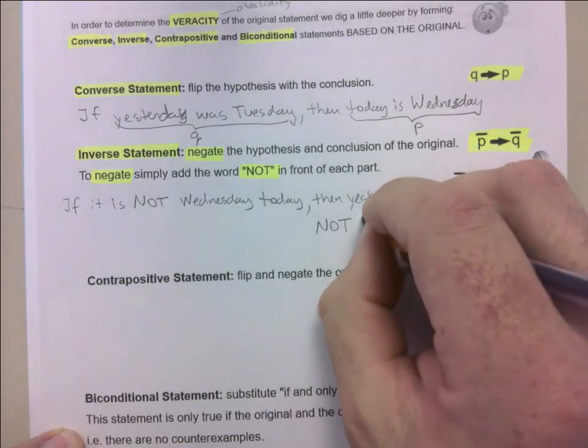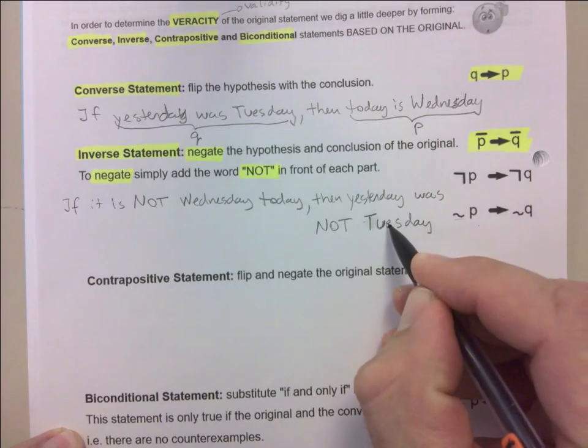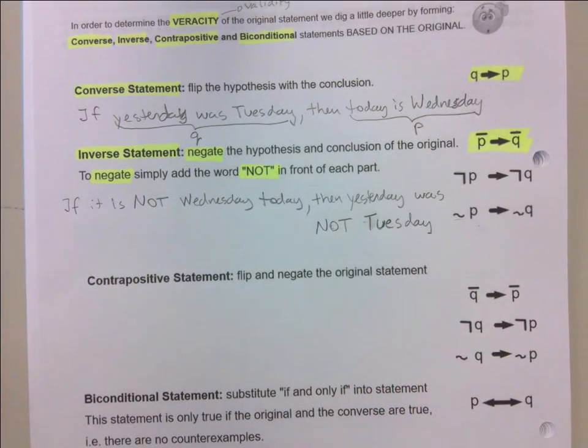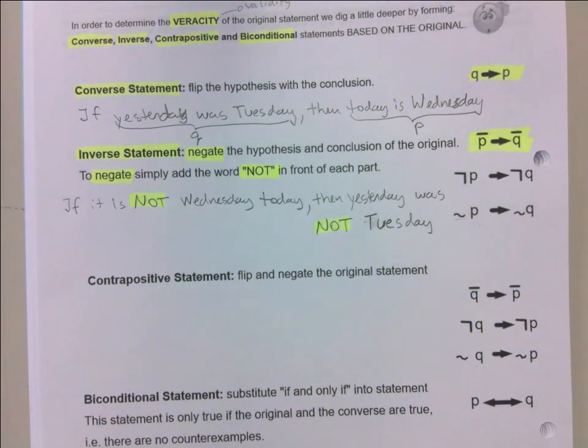Tuesday, capital, come on. See, I'm not going to mark any grammatical errors on this one. If it's sort of right, then it's good enough, okay? So if it is not Wednesday, so this is in front of P, right? And then it's not, then yesterday was not Tuesday. Okay.